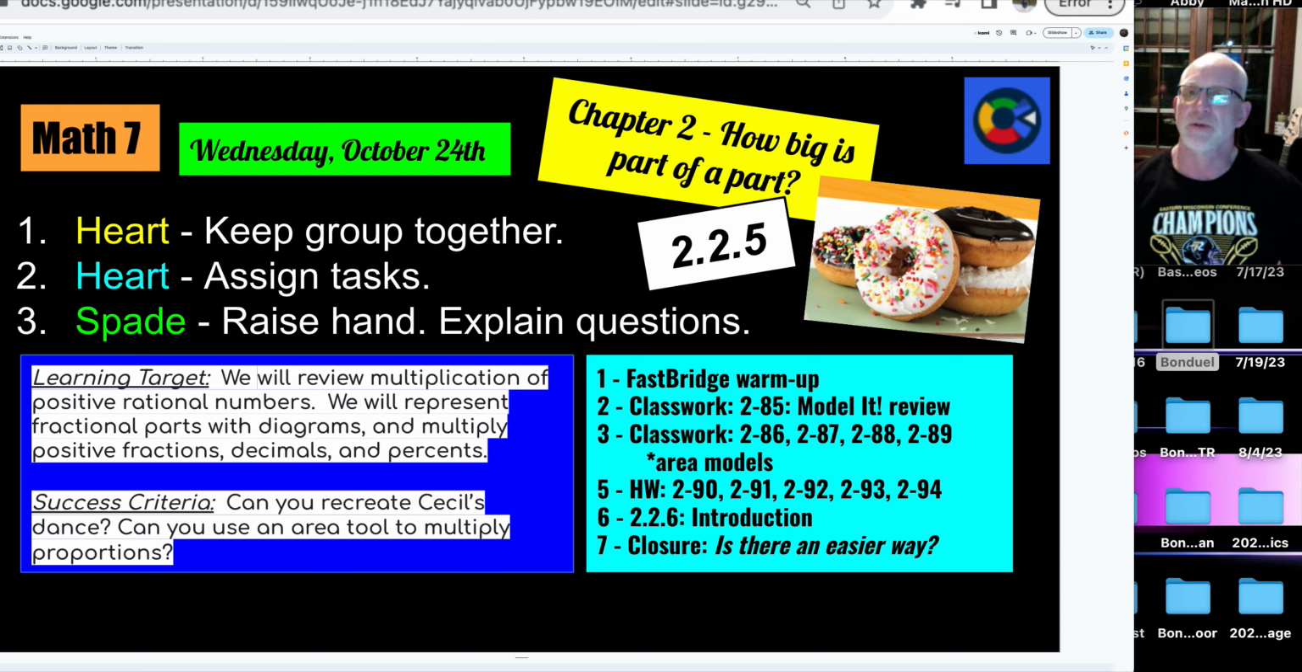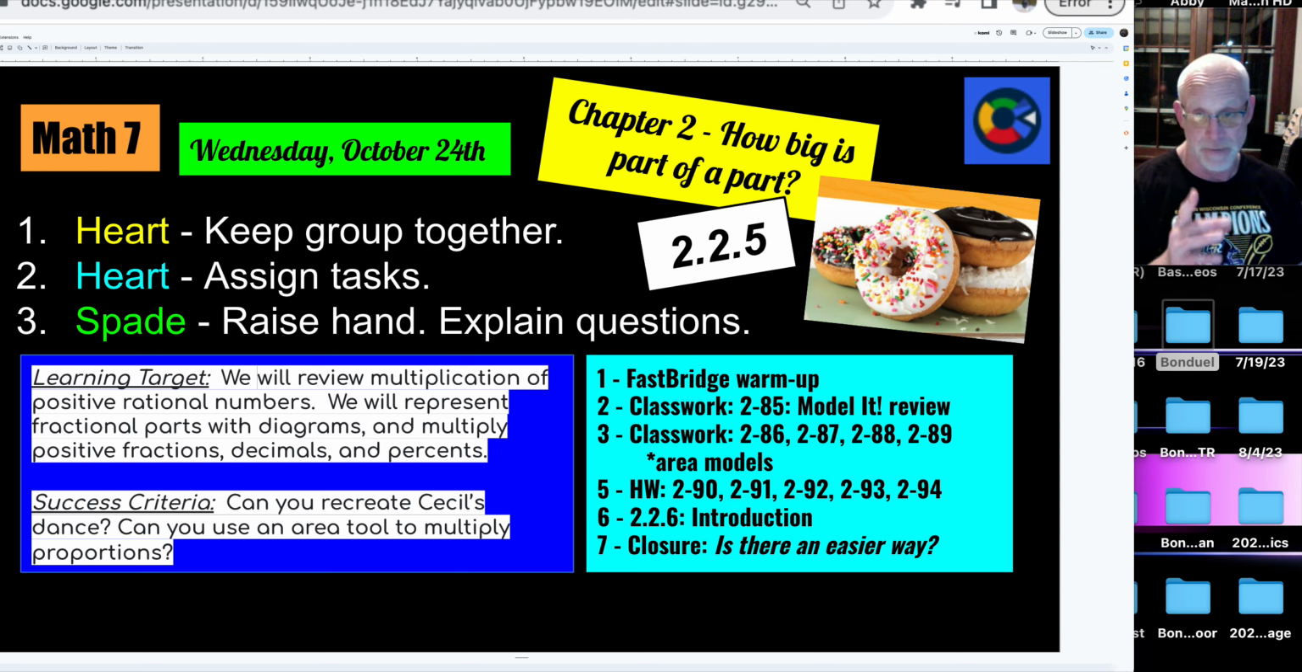What are we doing today? We're doing chapter 2, how big is part of a part? We're on 2.2.5 in your ebook. And our learning target for today is we will review multiplication of positive rational numbers. We will represent fractional parts with diagrams, multiply positive fractions, decimals, and percents.